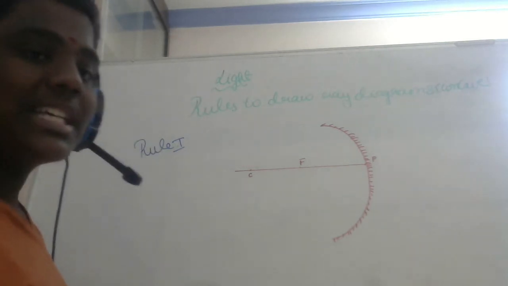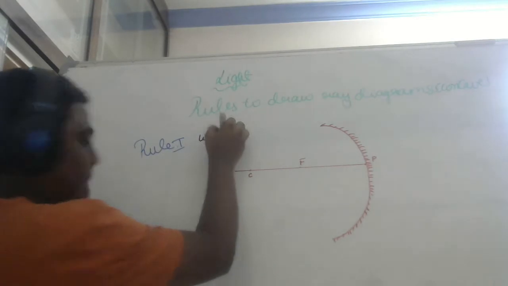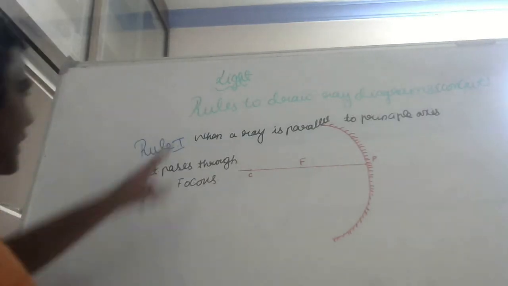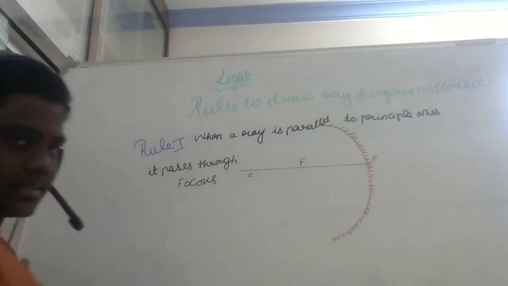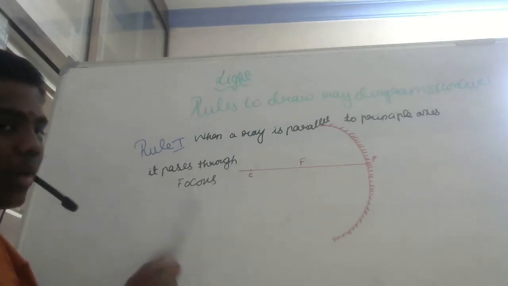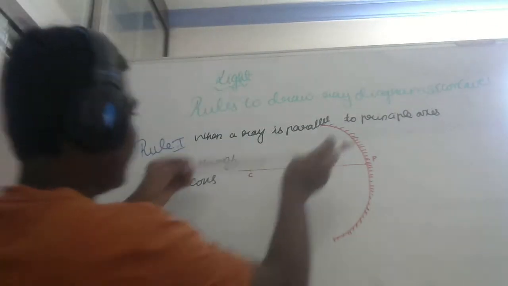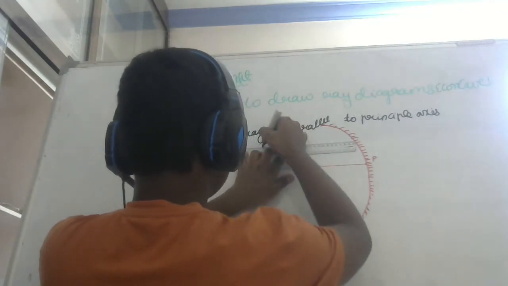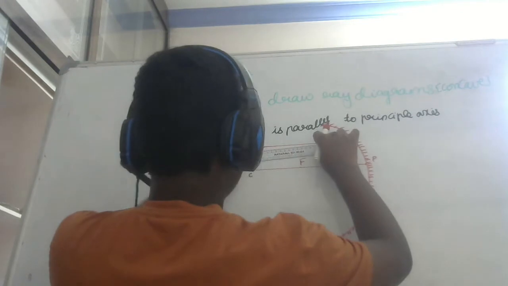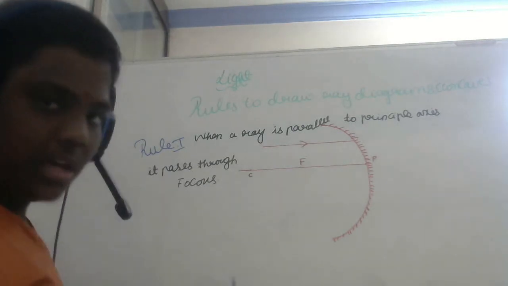Now, what does rule 1 say? Rule 1 says when a ray is parallel to the principal axis, it passes through focus. So now let me draw this. I am taking a ray which is parallel to the principal axis. For ray diagrams, the arrow marks are a must. Please don't forget to put the arrow marks.